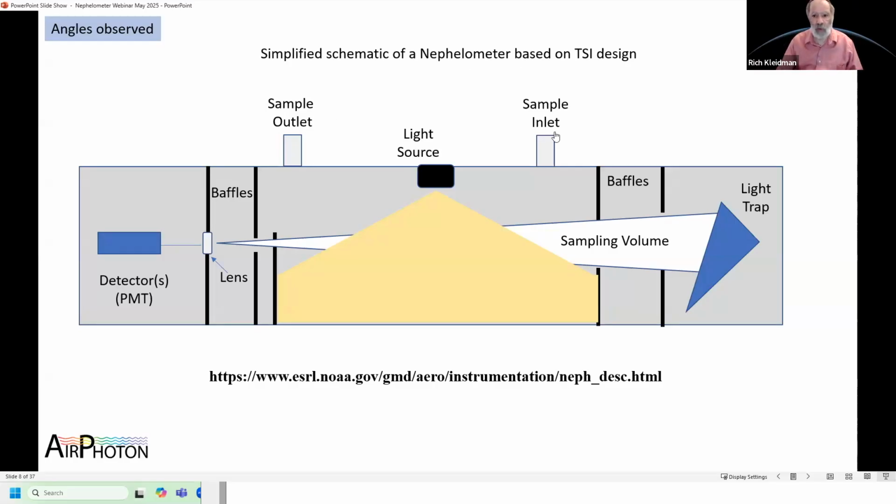So what you have is your sample inlet, your outlet, a light source, a detector, and a sampling volume, and you have a lot of baffles and light traps to get rid of your stray light. This single light source, or usually it's actually several light sources, can be a single tunable LED. Most often people are using 3 LEDs of different wavelengths of light, but there are some nephelometers that use only 1 or 2.